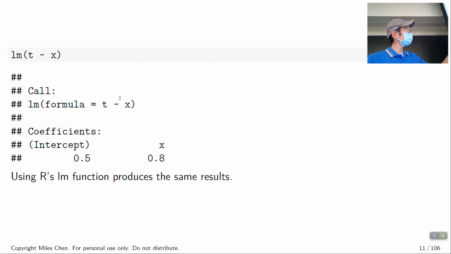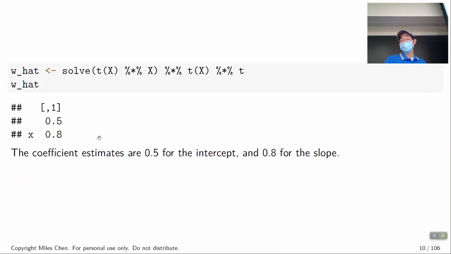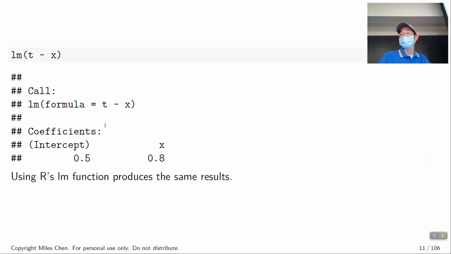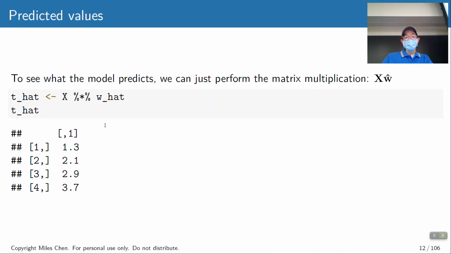And likewise, if I run R and I just do lm and ask for a linear model where you're predicting T based on X, it gives you the intercept and the slope, and it says the intercept is 0.5 and the slope is 0.8. And that matches what we got. Okay, so by doing our matrix operations, we get the same solution that R's lm function gives us, so that's a good sign.